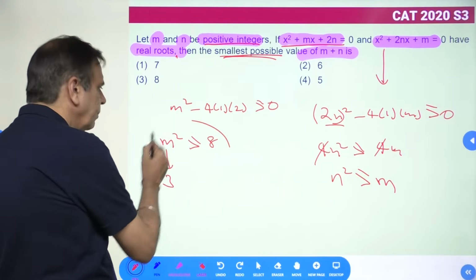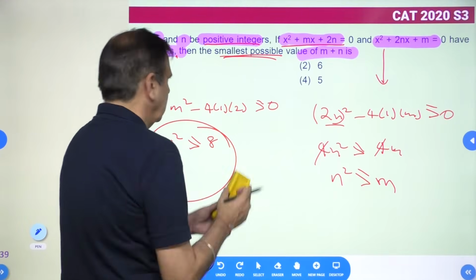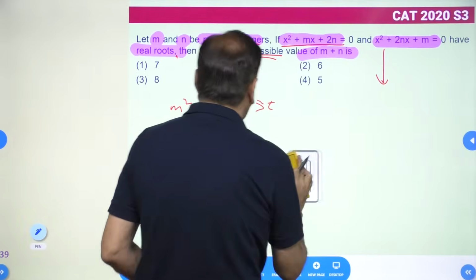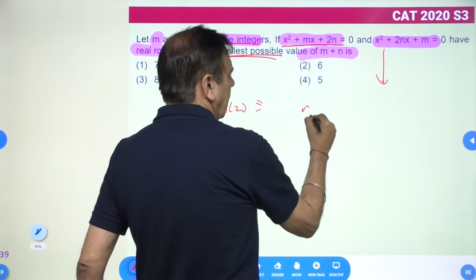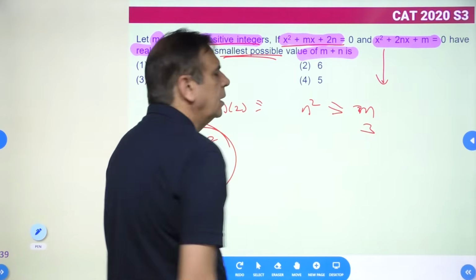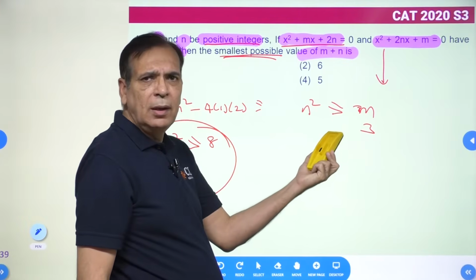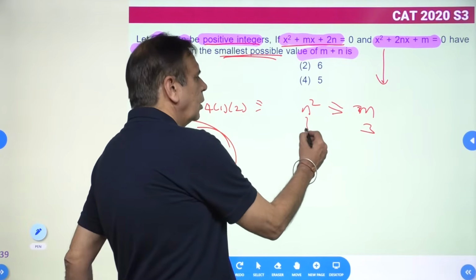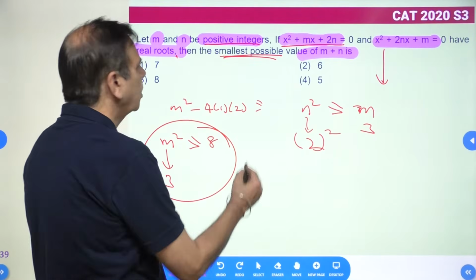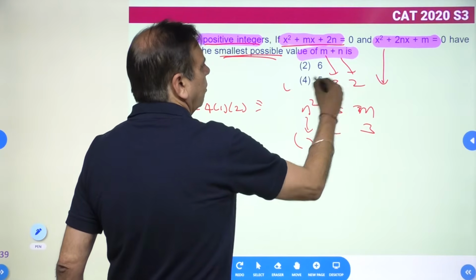We know that based on this the smallest possible value of m is 3. N square is greater than or equal to m. So if m is 3, smallest value of n will be under root 3, but we need an integer, so smallest possible value of n will be 2 because 2 square will be 4. So smallest possible value of m is 3, n is 2, answer will be 5.